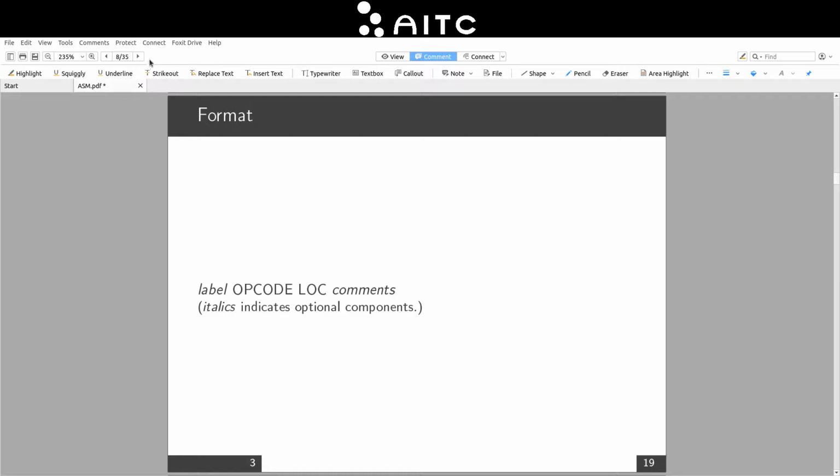Okay, the format of a line of assembly language: label, opcode, LOC, comments. Give me several minutes to remember it, to take notes. And after taking those, you're required to answer what LOC means here. The LOC.